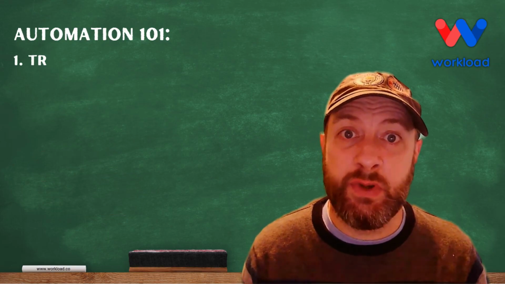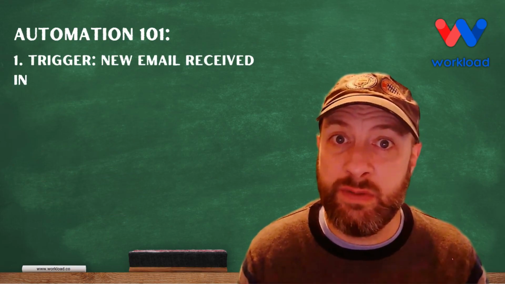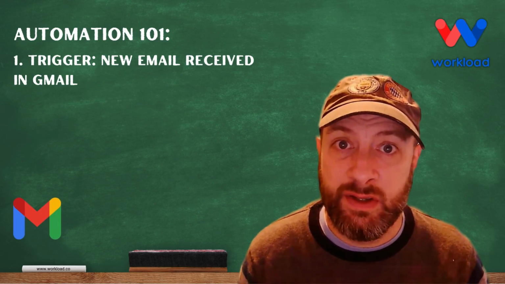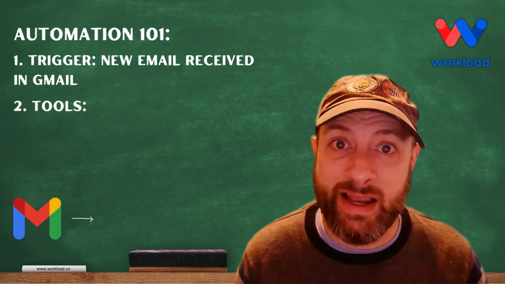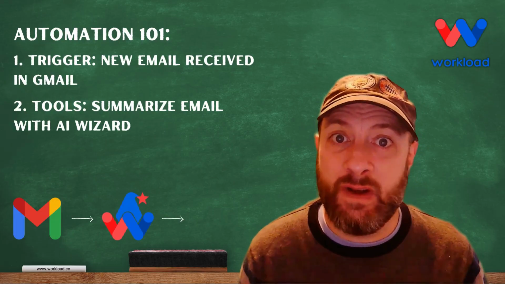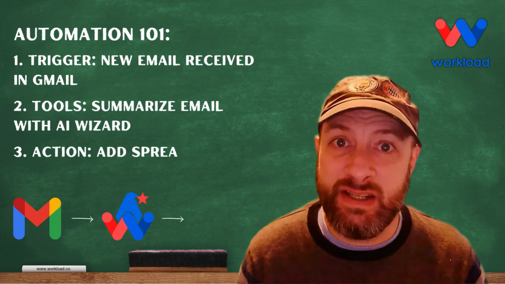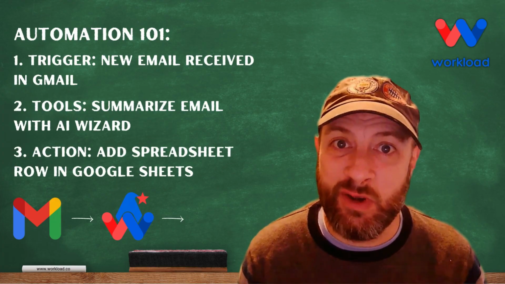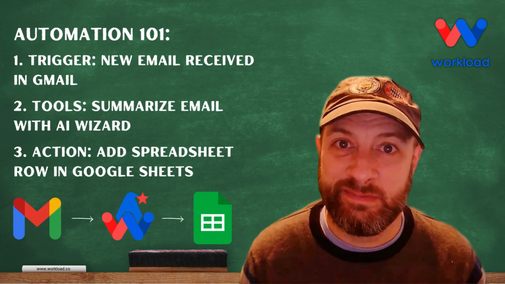In this video, we'll be building a workflow starting with a new email received in Gmail. Then we'll be summarizing that email using the AI Wizard by Workload before finally uploading those details in order to create a new spreadsheet row in Google Sheets.